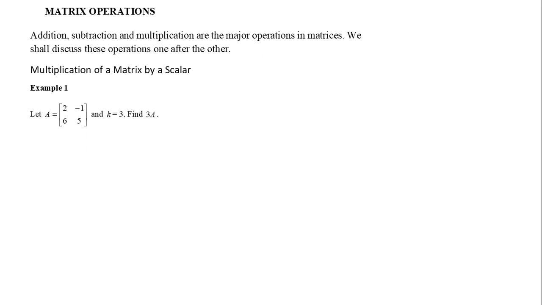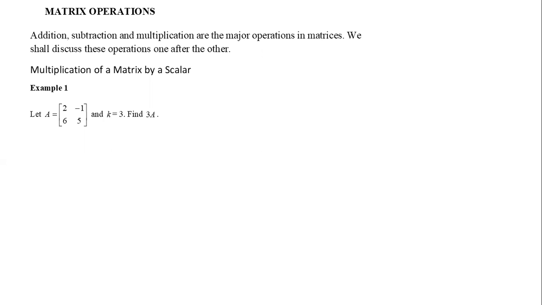If you have a matrix, and you want to multiply it with a scalar, a scalar means any number, any constant. That constant is going to multiply all the elements of the matrix. Now, let's look at an example to showcase that. Example 1. We have a 2 by 2 matrix. Let A equal 2, minus 1, 6, and 5.